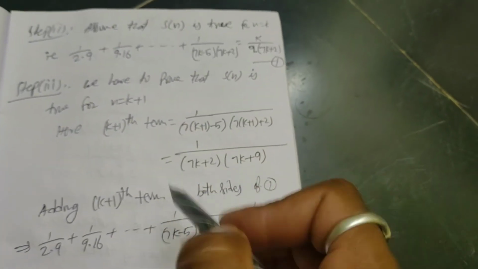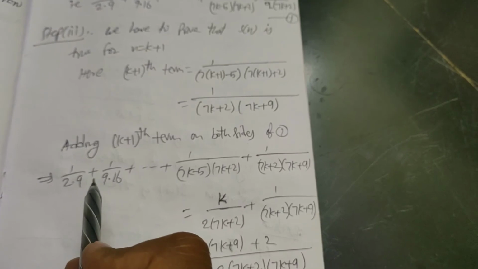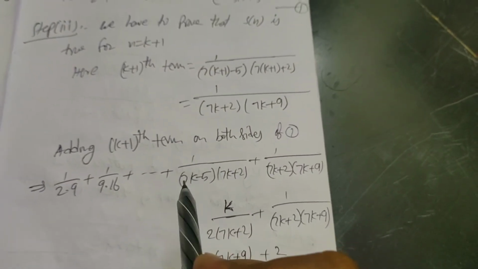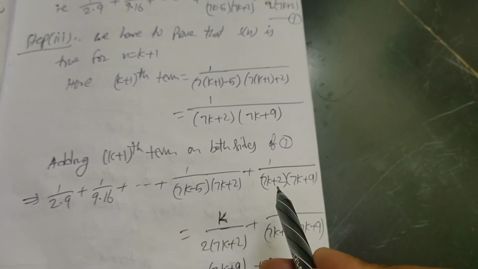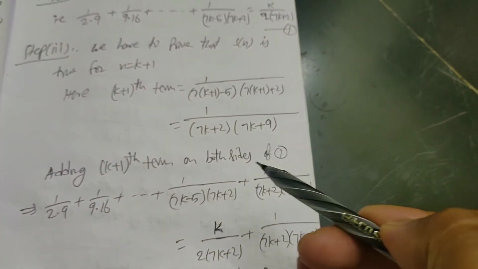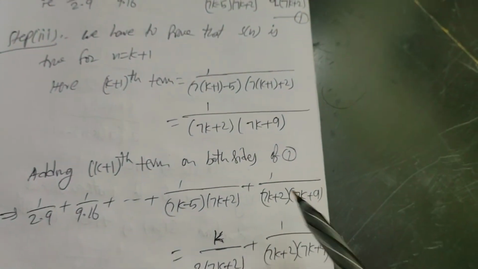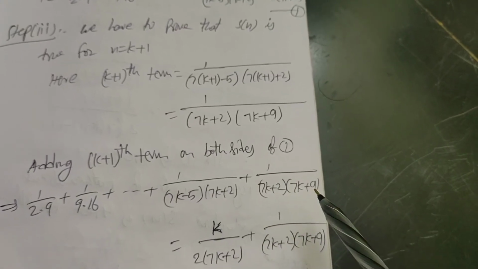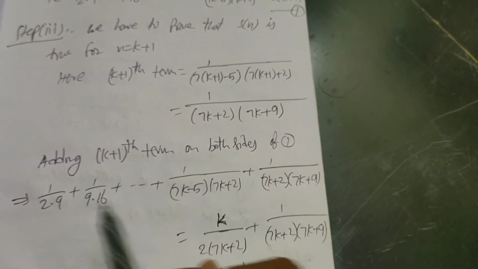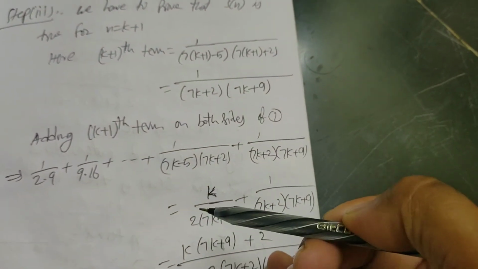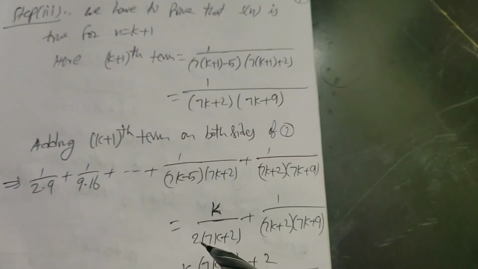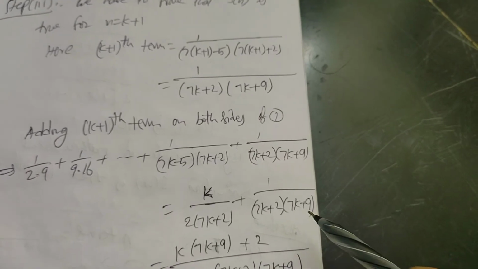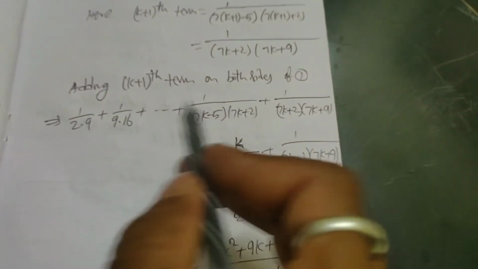So this is the k plus 1 term. This term you have to add to both sides of this one. So that gives 1 by 2 into 9 plus 1 by 9 into 16 plus and so on plus 1 by 7k minus 5 into 7k plus 2, so this is up to the kth term. This is the k plus 1 term you have to add. By adding the k plus 1 term on both sides of 1, you get plus 1 by 7k plus 2 into 7k plus 9. Now it is our LHS. So the RHS is nothing but adding it on the RHS also: k by 2 into 7k plus 2 plus 1 by 7k plus 2 into 7k plus 9. So this one you have to simplify, don't touch the LHS.